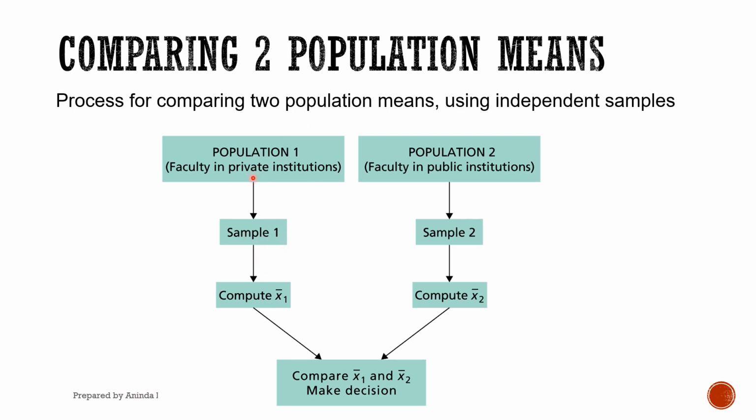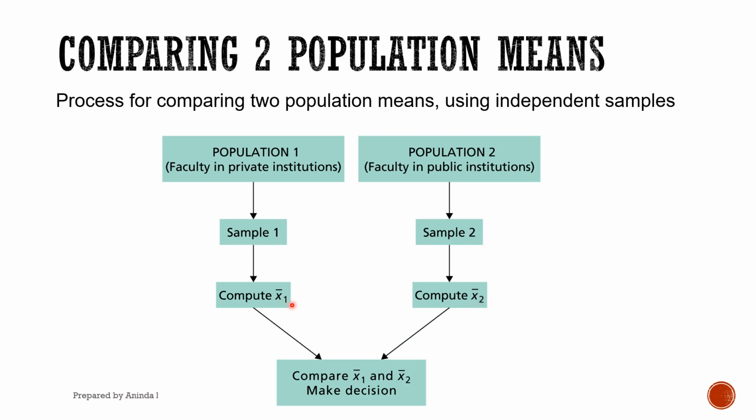All right. So from population 1, we draw the sample 1. So sample 1 contains faculties from private institutions drawn from population 1, and sample 2 consists of faculty drawn from public institutions under population 2. And then once we get our samples and we get the data from each of these samples, we will compute the sample means. So x bar sub 1 pertains to the mean obtained from sample 1, and x bar sub 2 pertains to the sample mean obtained from sample 2.